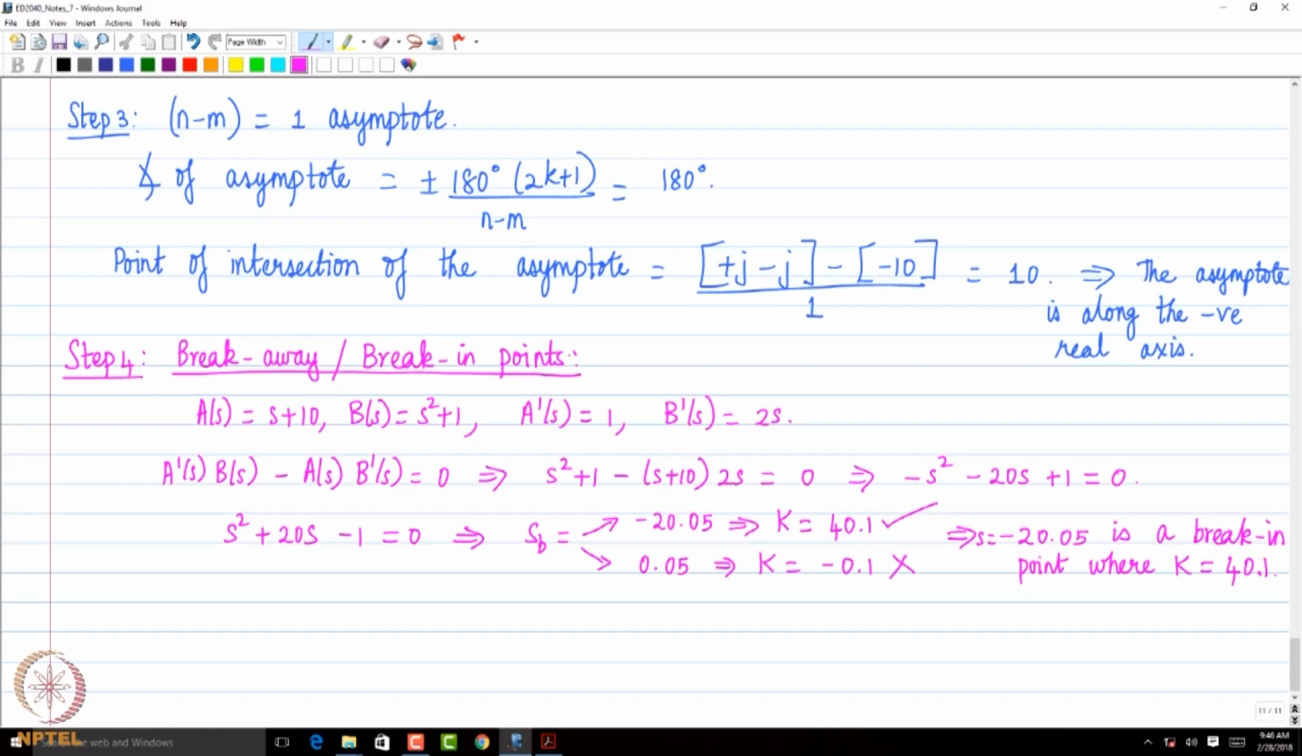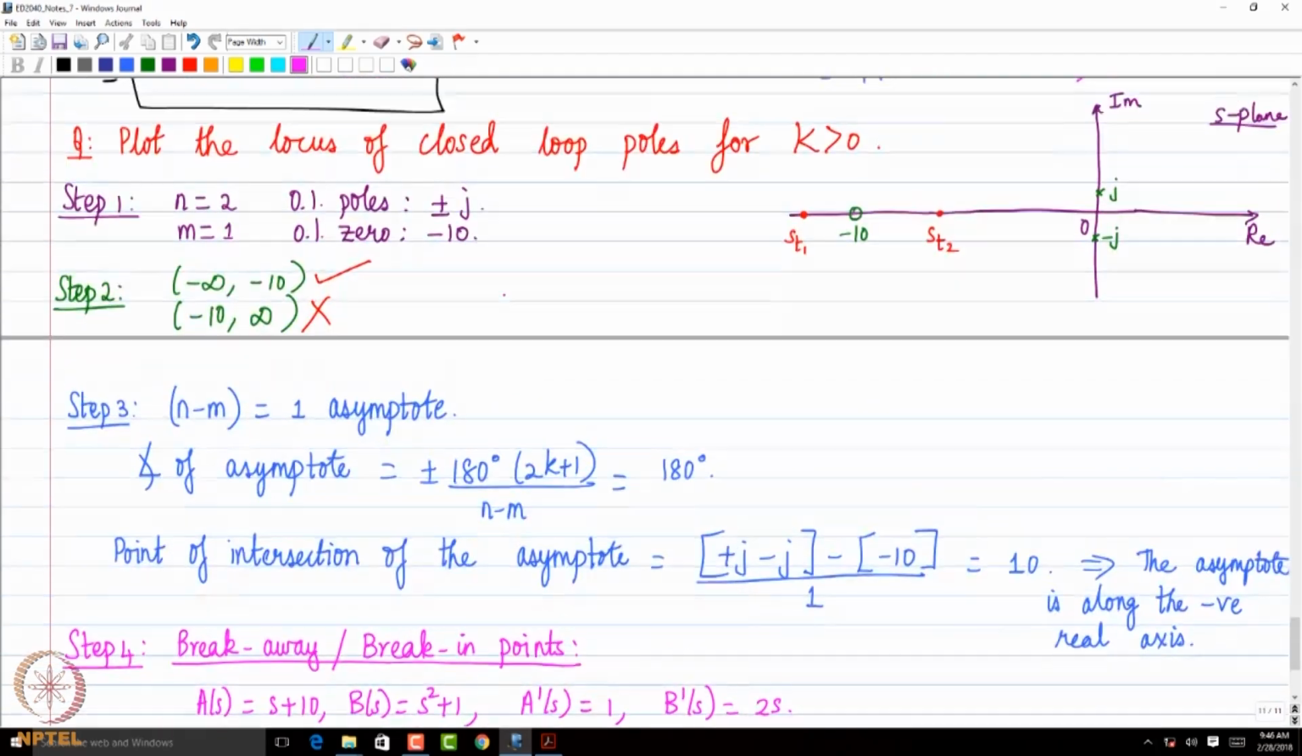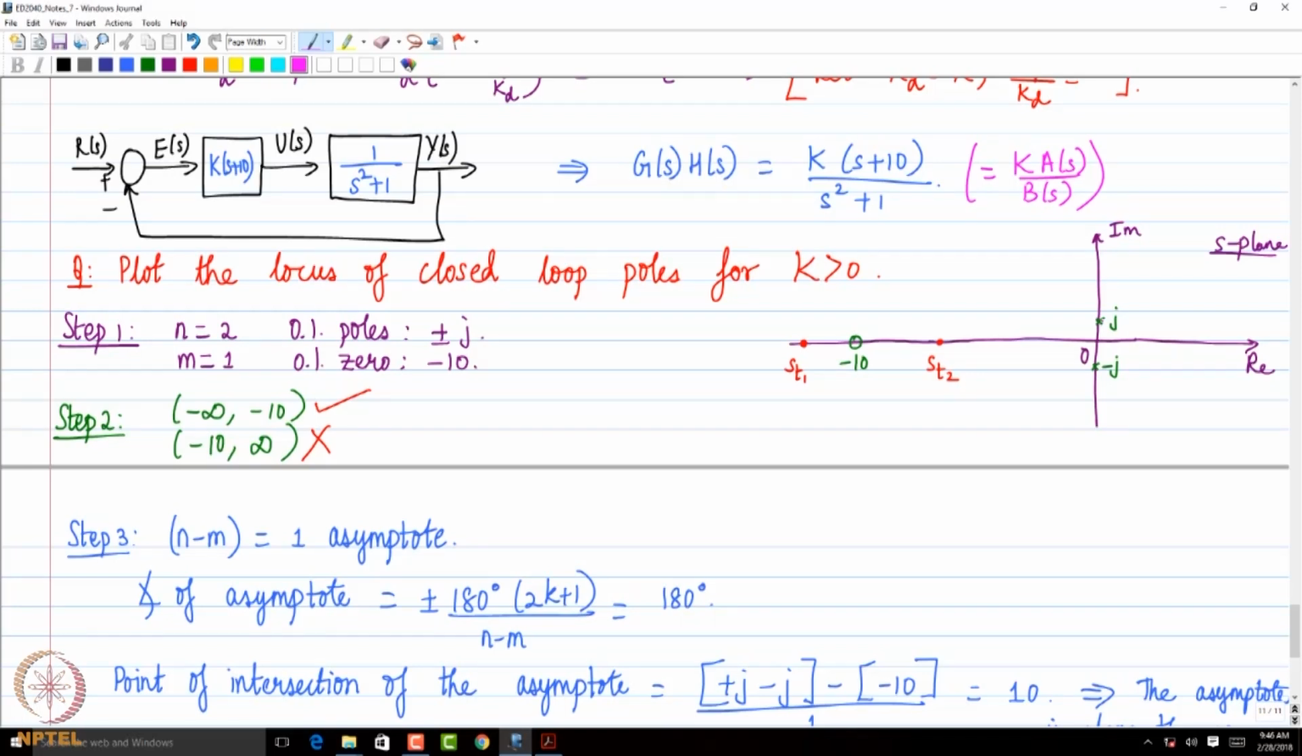Okay, that's what we will get from this analysis. Now the question becomes, why is this a break-in point? Because you can see that I am going to have two branches starting from plus j and minus j. They are going to be complex conjugates, right? And ultimately, one branch is going to come and terminate at minus 10, because that's one open loop 0.